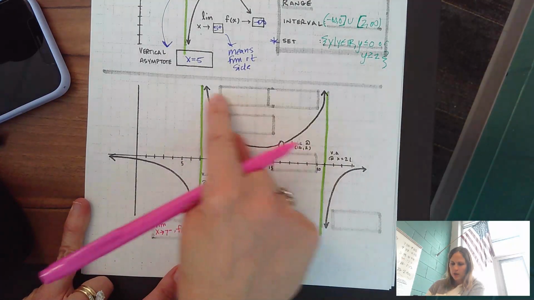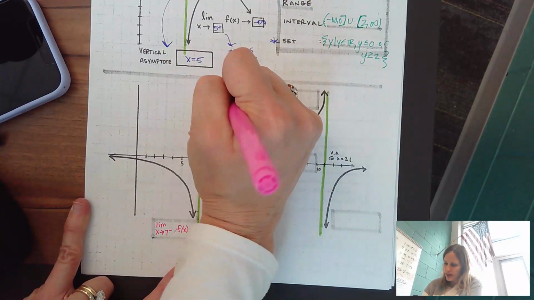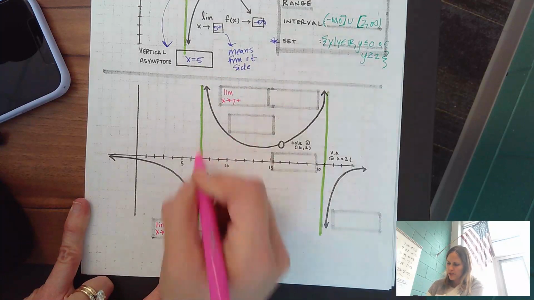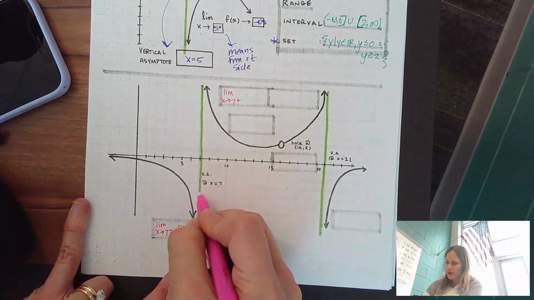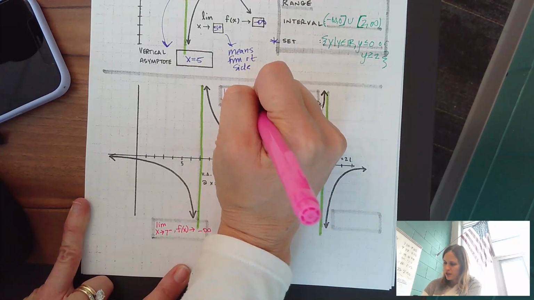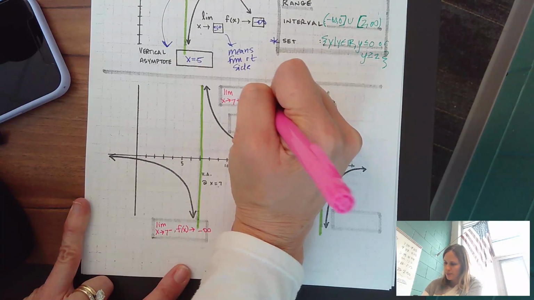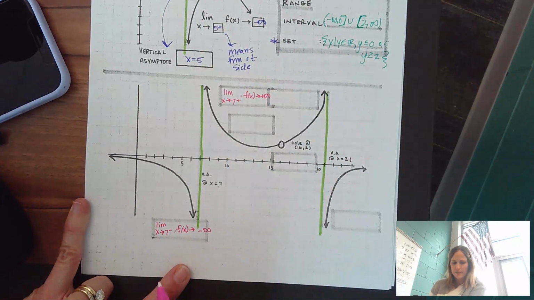I'm going to go up here, I'm going to do the same thing. This is the limit as x approaches 7 from the right. So again, I'm still talking about this asymptote here. My function is approaching, and on the right side, my function's pointing up, so I'm going to say positive infinity.